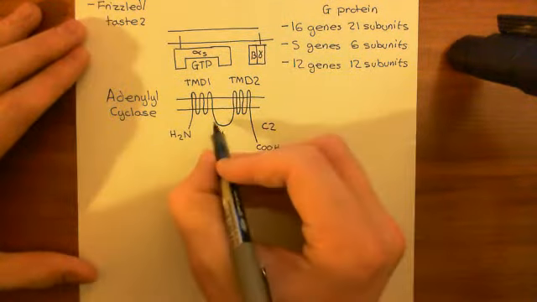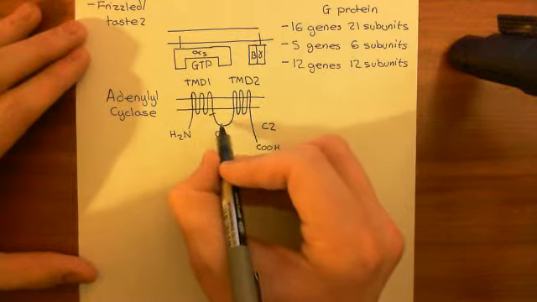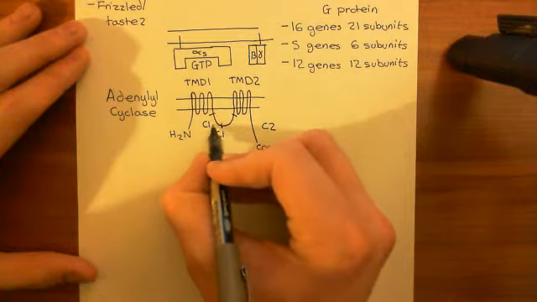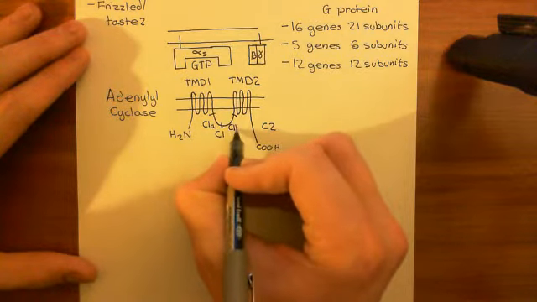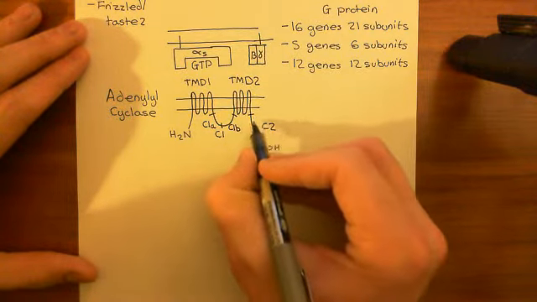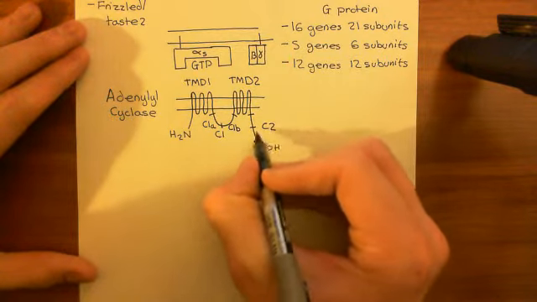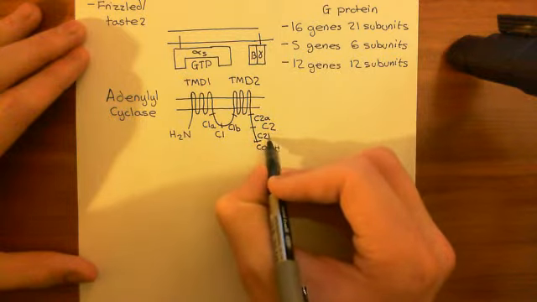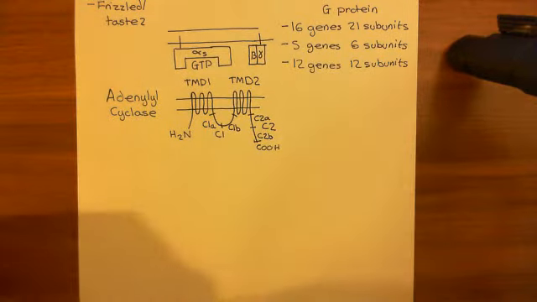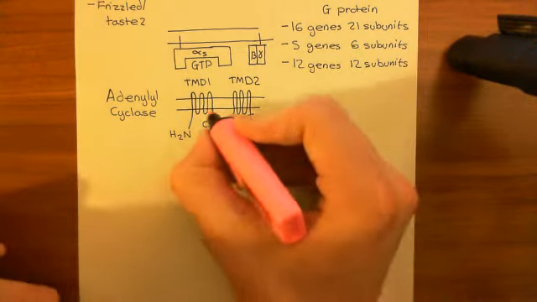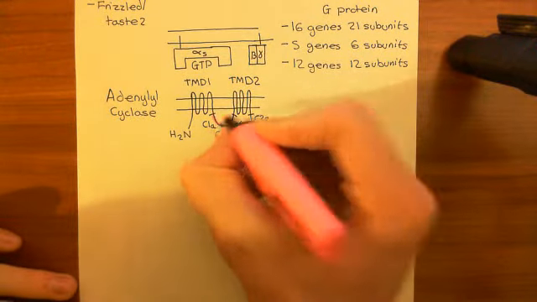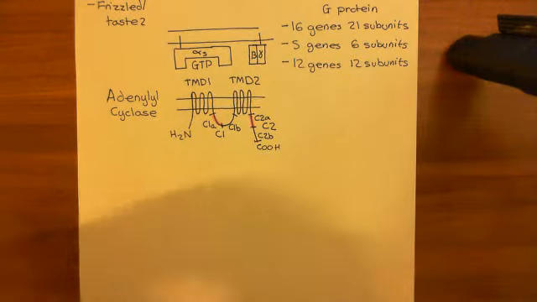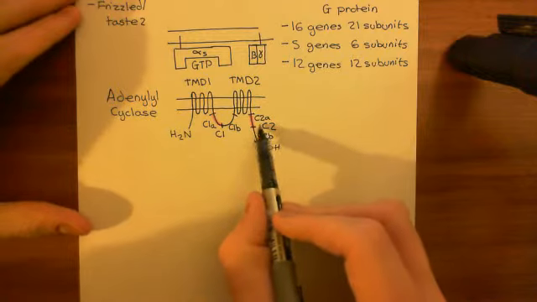Now, C1 is split into 2 separate domains. You can split C1 further into C1a and also C1b here. Similarly, C2 can be split into 2 separate sub-portions. You can split it into C2A here, and then also C2B. So both C1 and C2 have 2 portions. Basically, the active adenylyl cyclase enzyme is made from the dimerization of the C1A domain with the C2A domain.